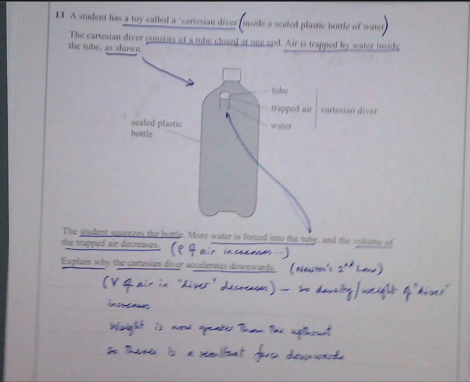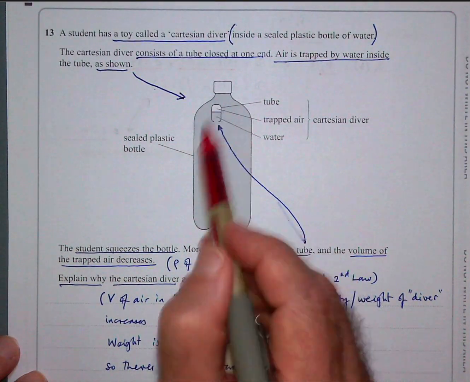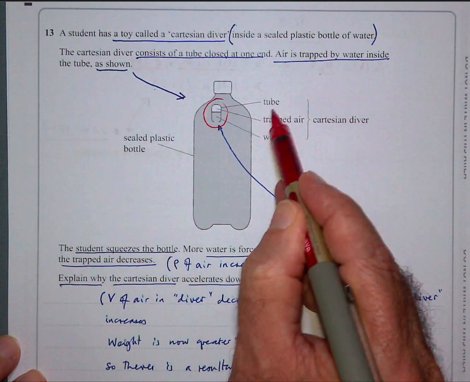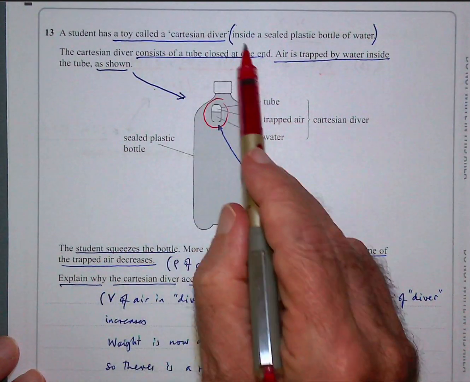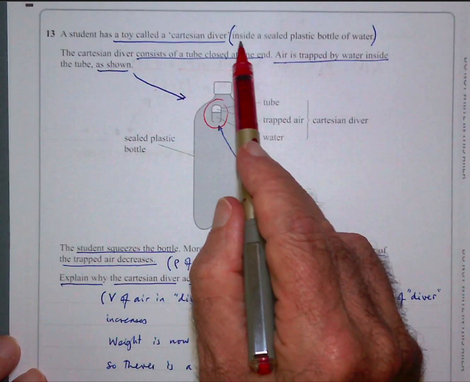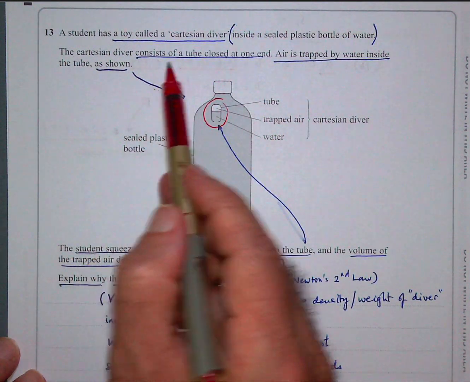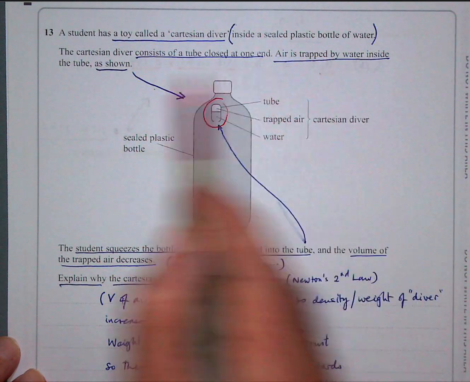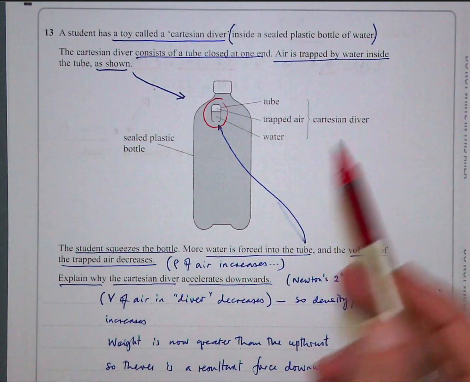Okay, question 13 is a toy called a Cartesian diver. So this is the diver, this bit here. Yeah, it's a tube. Inside there's some trapped air and some water. Okay, so the Cartesian diver is inside a plastic bottle full of water with a cap on it. The Cartesian diver consists of a tube closed at one end. As you can see, the top's closed, air is trapped inside, as shown. Okay, so you may have been shown this by your physics teacher.